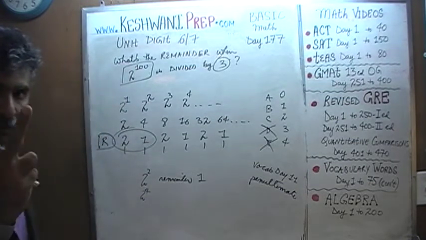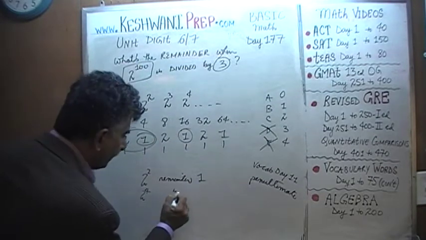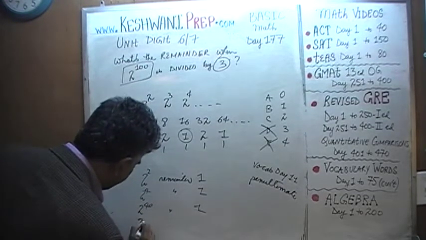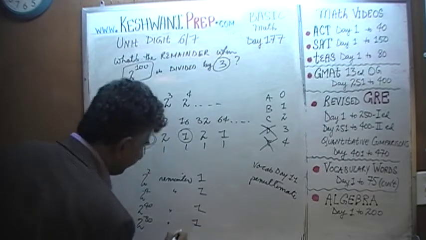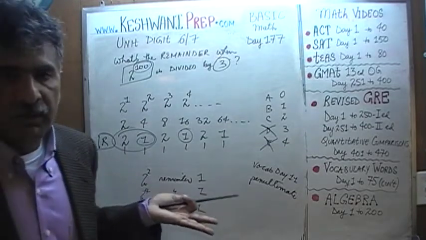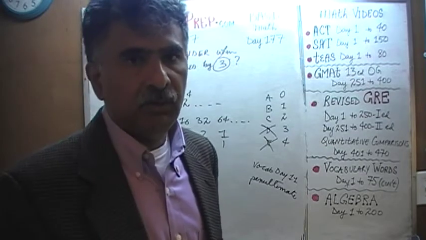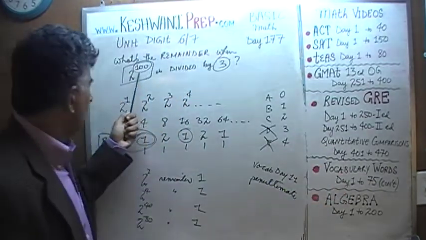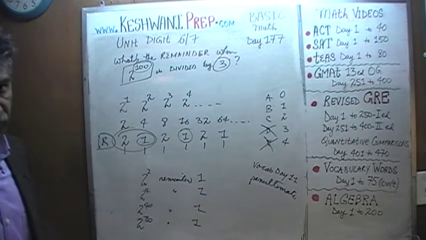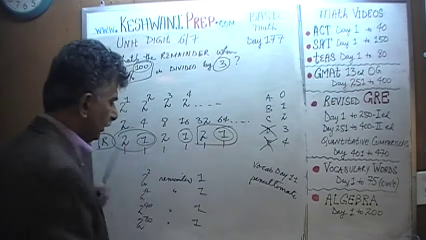2 raised to 4, again, that's 2 complete cycles. 2 raised to 4 will also have a remainder of 1. 2 raised to 40 will have a remainder of 1. 2 raised to 80 will have a remainder of 1. What we have here is 100. 100 makes 50 complete cycles, because each cycle has 2 beats in it, 2, 1. Since we have 100, an even number, that will have 50 complete cycles, and each complete cycle ends at 1, because the cycle is made up of 2 parts, 2, 1.